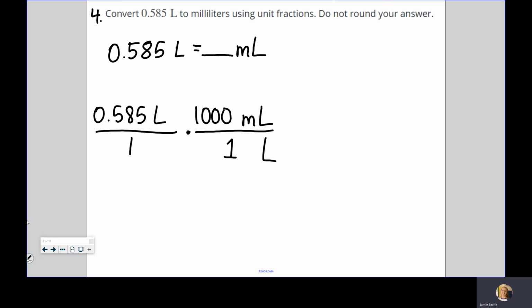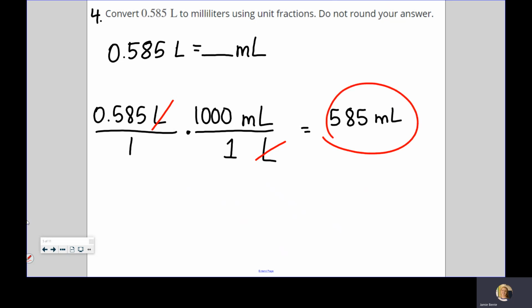Liters and liters cancel. So liters in the top cancels with liters in the bottom. And multiplying by 1,000 there, it's just going to move the decimal 3 places to the right. So that would be 585 milliliters. So 2, 3, and 4 are good ones to study for the test.